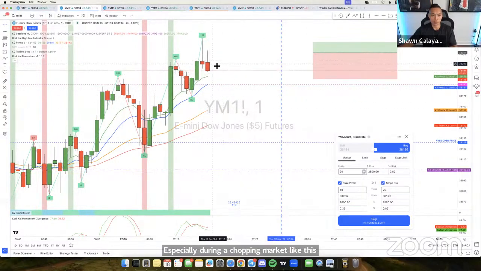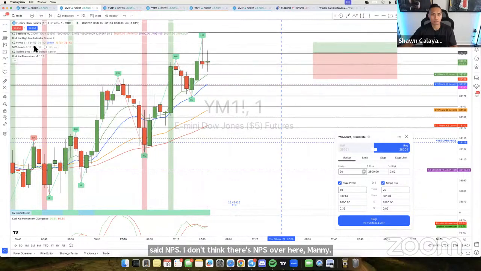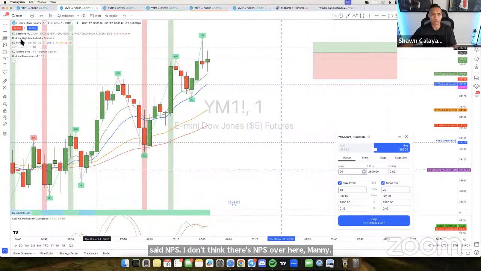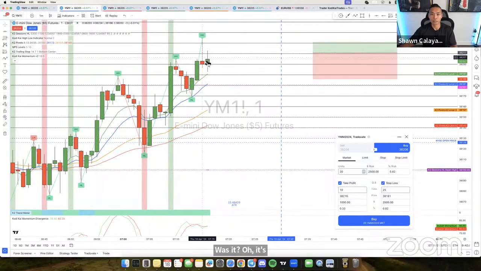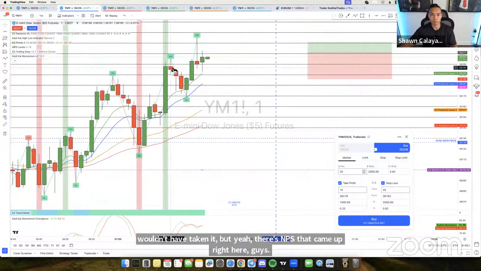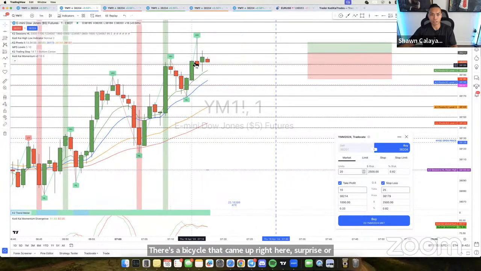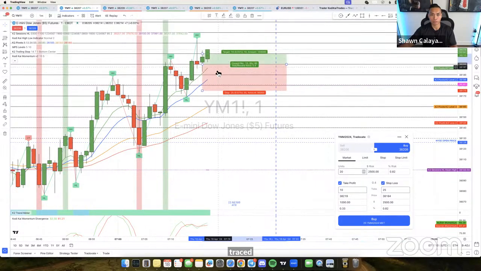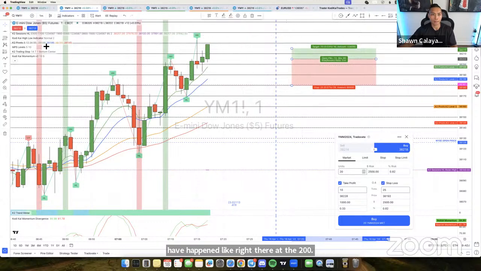Maddie said NPS. I don't think there's the NPS over here, Maddie. Was there? Oh, it was right at that line. Yeah, it was too close for me. I wouldn't have taken it, but yeah, there's the NPS that came up right here, guys. There's a buy signal that came up right here. So price retraced up, retraced down and came up right here, retraced on this red candle. So the entry would have happened right there at the 200. It was way too close for me because it's literally on the line. And it's right at momentum.